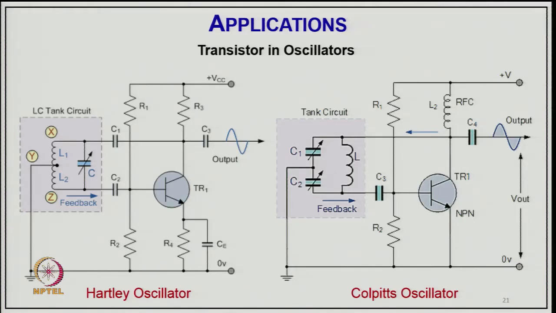Then another application is in oscillators. So, transistor oscillators like the Hartley oscillator and Colpitts oscillator. I hope you understand the oscillator: it gives an alternating output signal of variable frequency. You can change the value of the capacitor, as shown there, and accordingly modify the frequency, and it is used in many applications for tuning the frequency to different values.